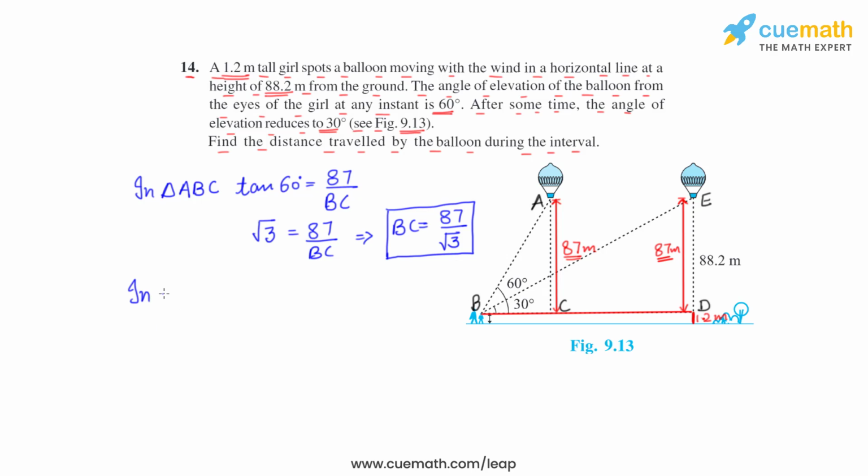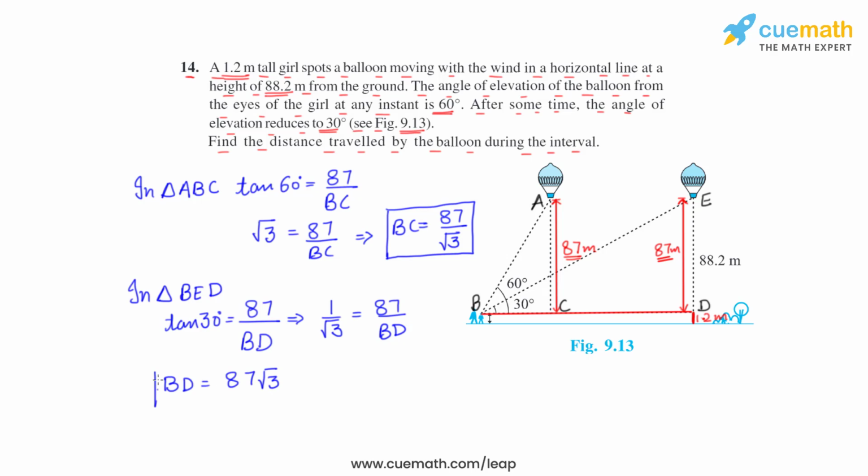Now in triangle BED, again tan 30 degrees is equal to ED, which is again 87, divided by BD. So BD, now tan 30 is 1 by square root 3, equals 87 by BD. So we get BD is equal to 87 square root 3. All these are in meters.